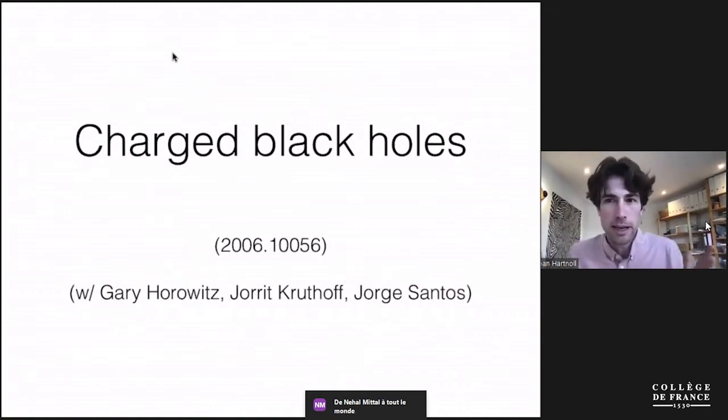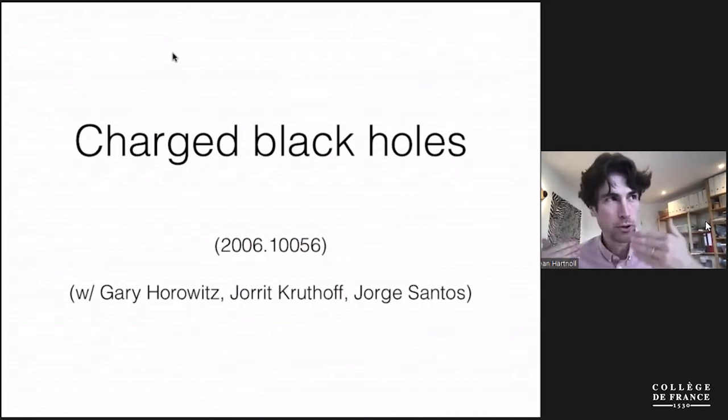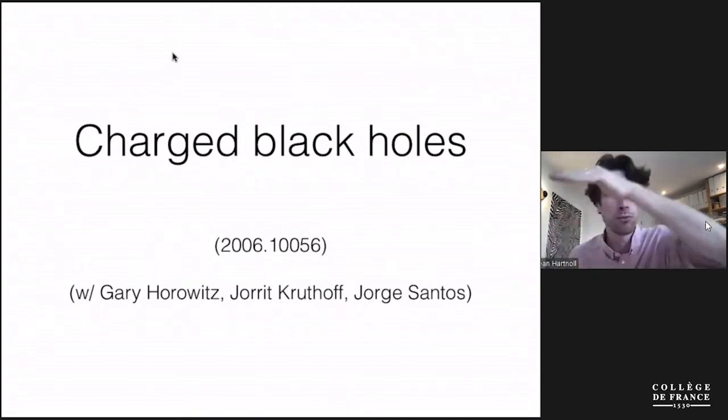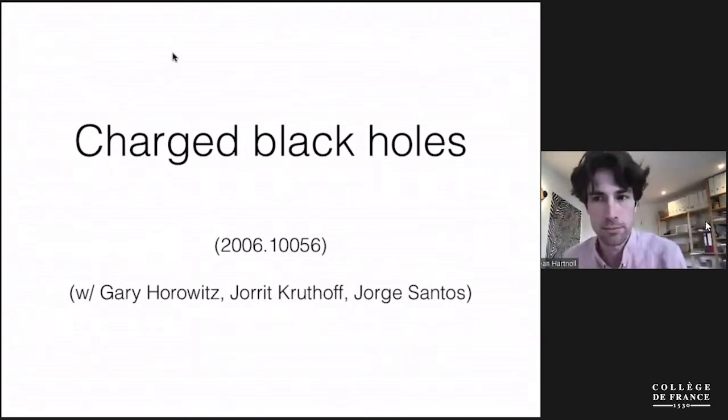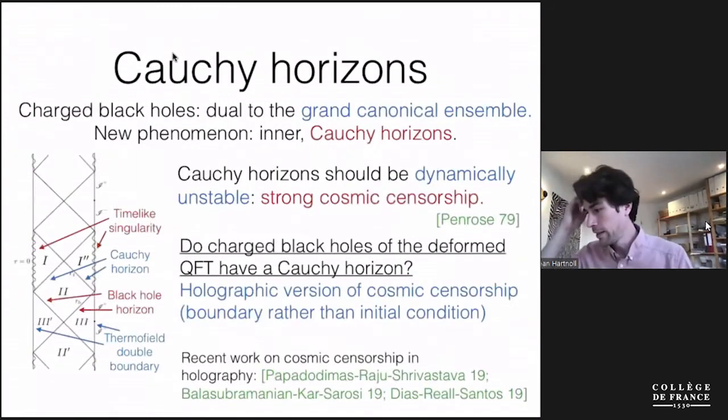So that was, I think, pretty simple. The main point is that it illustrates that if you do something generic outside the black hole, you get a more generic singularity inside. That's the main point. But now things start to get more interesting for charged black holes.